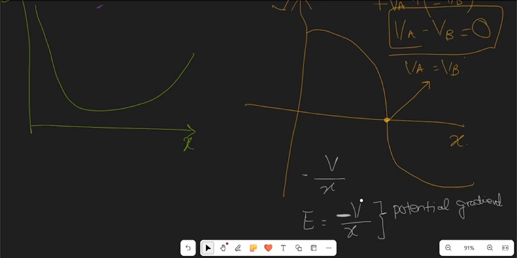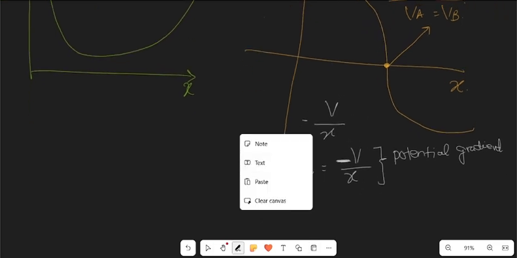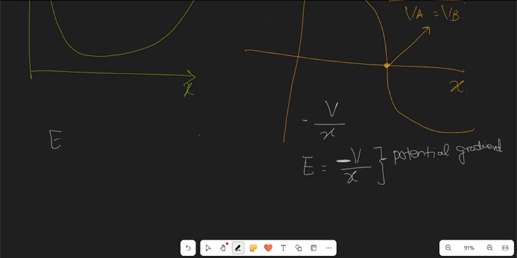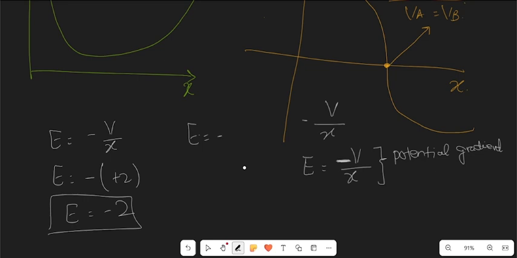That means if I have a positive gradient, hear me out, let me explain this. When you have E equals minus V over x, let's say the gradient V over x is positive, so positive 2, that would give me negative electric field strength. But if I have, let's say, a negative gradient, minus 2, that would give me positive electric field strength.